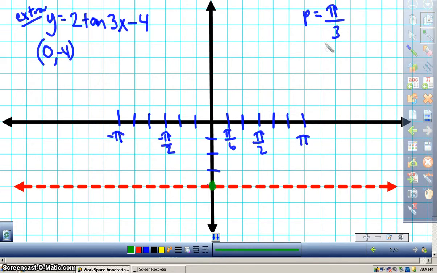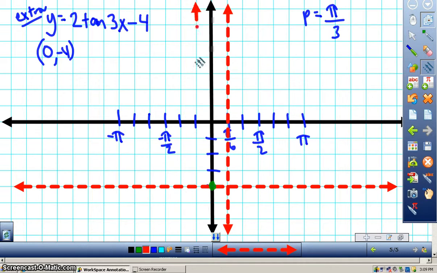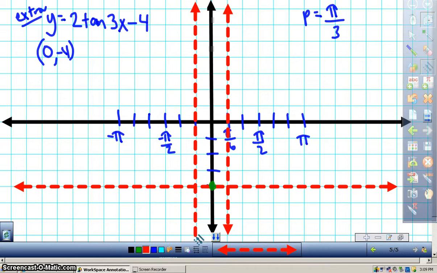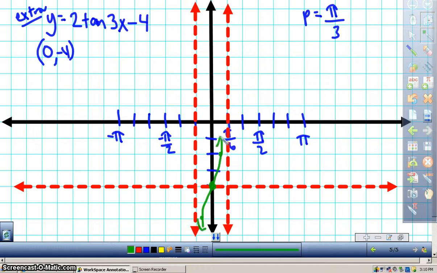Now, half to the right, half to the left. Half of pi over 3 is pi over 6. Well, that tells me that I am going to be making an asymptote at pi over 6, and then half to the left at negative pi over 6. So you see these asymptotes are going to be pretty close together. And I'm just going to show you what one cycle looks like. I'm going to go over halfway up 2, because of the stretch, over halfway down 2. So again, this is pretty skinny, and it's just easiest to count by pi over 6s.